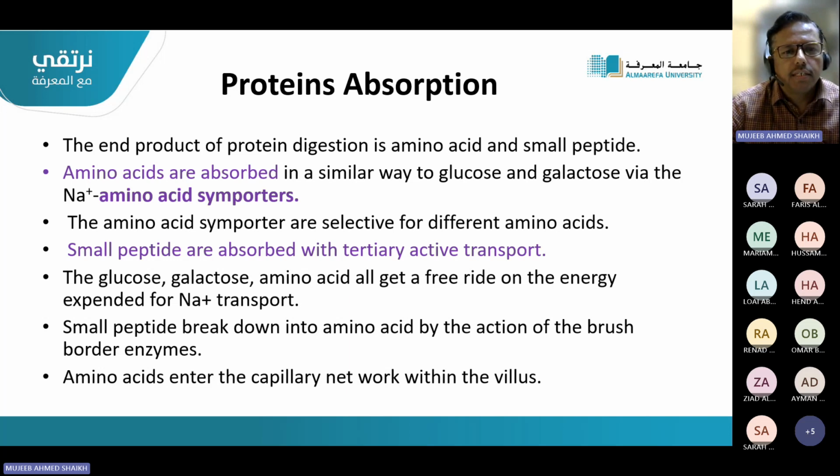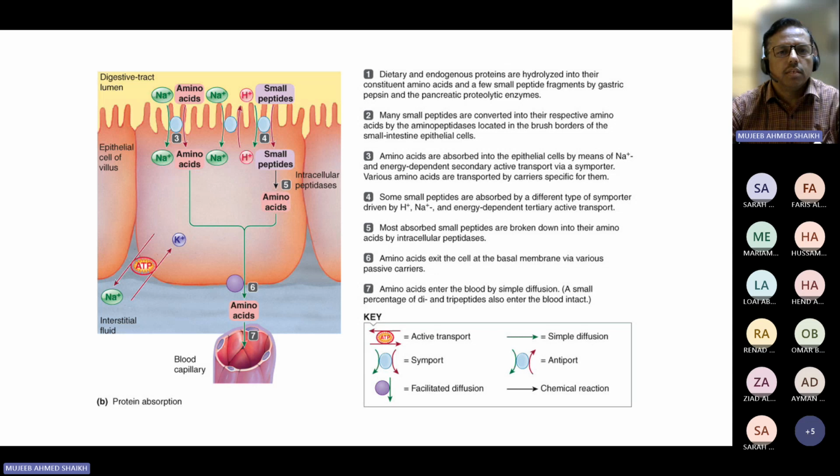Whereas small peptides are transported by a third method that is called tertiary active transport. Tertiary active transport, because here it will happen in the third step. That's why it is called tertiary active. I will show you in this picture, in this diagram. So first is the primary active transport.